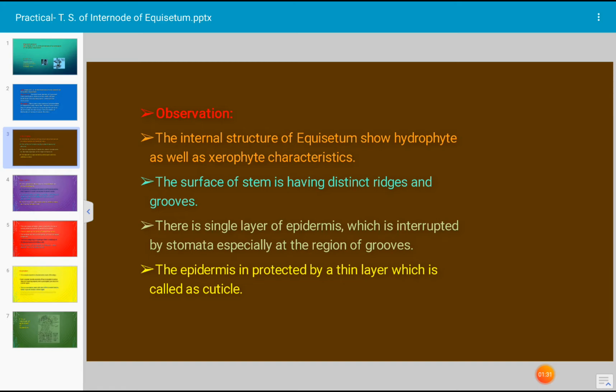Next, in observation, the internal structure of Equisetum shows hydrophytic as well as xerophytic characteristics. The surface of the stem has distinct ridges and grooves. There is a single layer of epidermis. Epi means outer; epidermis is the outermost layer of the stem, which is interrupted by stomata. Stomata are natural openings, and stomata are specially placed at the region of grooves.